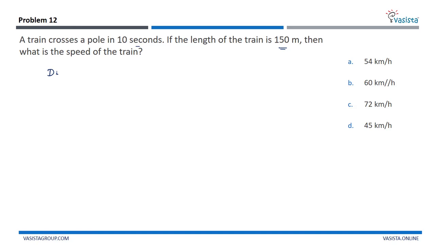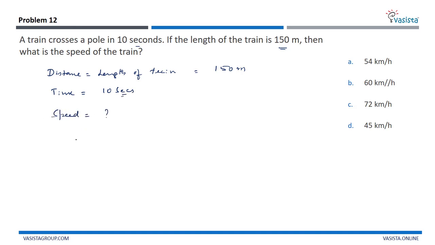Distance is equal to the length of the train, which is nothing but 150 meter. Then they have given time is equal to 10 seconds. Now what we need to find? We need to find speed.